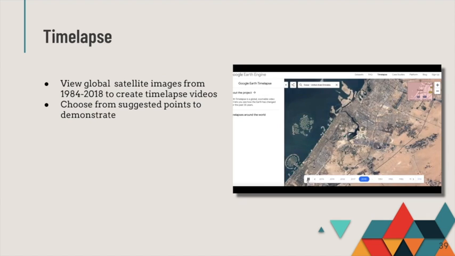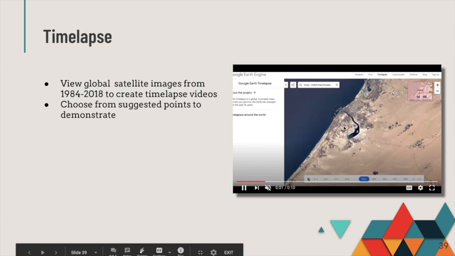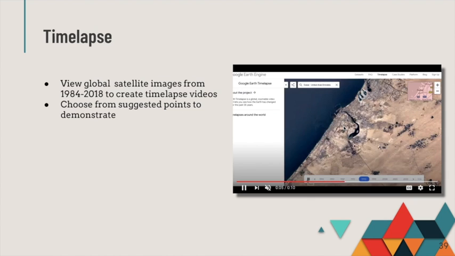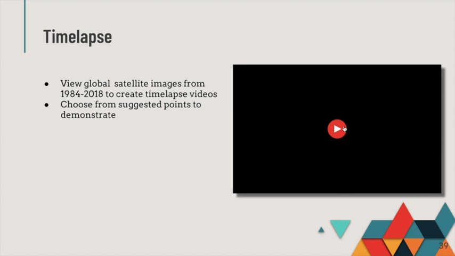There are also some suggestions. Dubai was a suggestion to show urbanization. You can see glaciers retreating, you can see deforestation. They've really highlighted some of the areas that have interesting things happening that you can go look at. But you can create it for literally anywhere around the world.